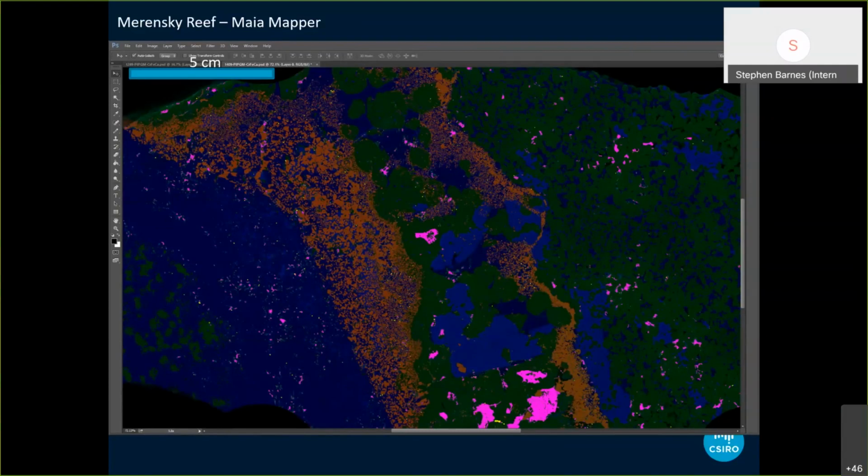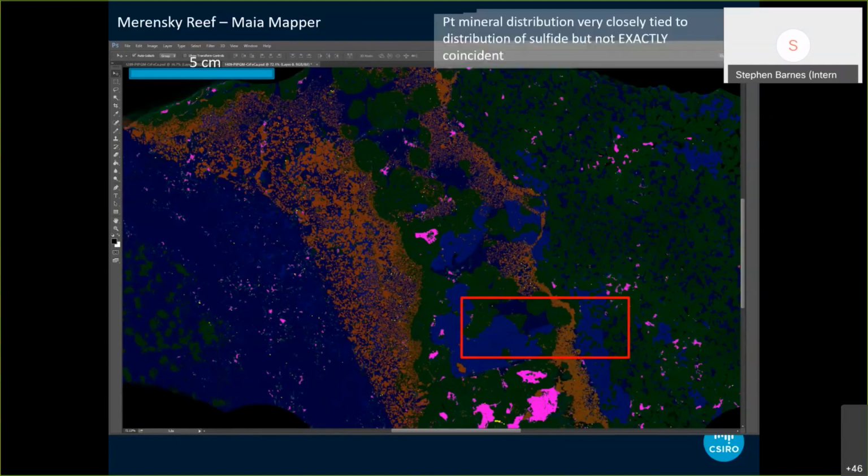At the scale we're typically used to looking at them, you can't really see the spatial relations at the scale which is actually important to the origin of the ore body. So if you take away one message, that's the one I'd like you to get. So just generally summarizing what we can see here, the platinum distribution is very closely tied to the distribution of the sulfide.